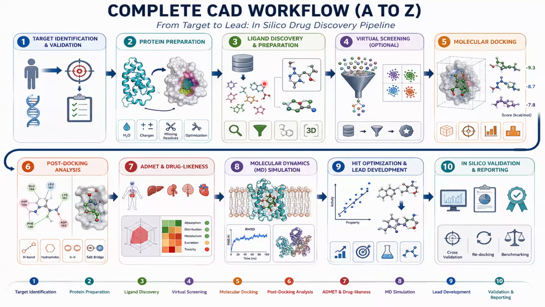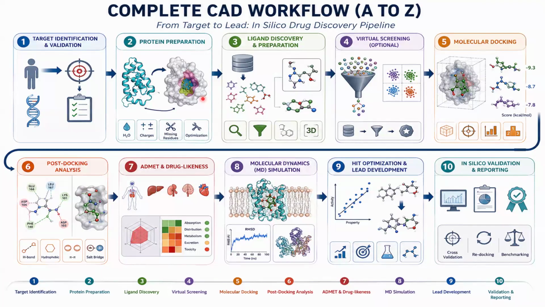After selecting a target, we need to prepare it. We need to retrieve the 3D crystallized structure, then prepare it for cleaning purposes, and we have to optimize this protein structure. And what next? Then we need a ligand, a small molecule. We can easily find ligands from several databases like PubChem, ZINC, etc.